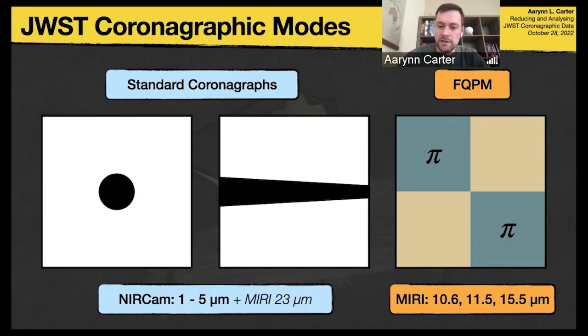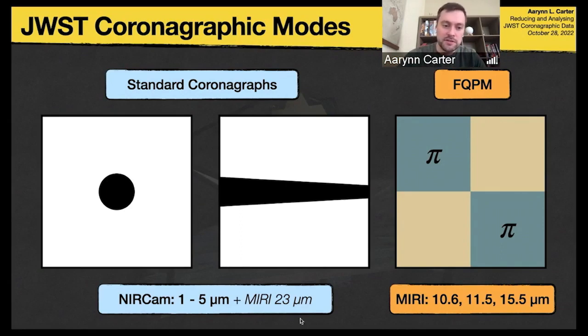The best way to imagine this is, you have these 4 different quadrants, and 2 of those quadrants are physically offset from the others to produce this sort of pi phase offset between them. So what that means is if you can precisely position a star at the center, you get a sort of nulling effect, and the light from the star interferes destructively, and you can really reduce a lot of that stellar flux.